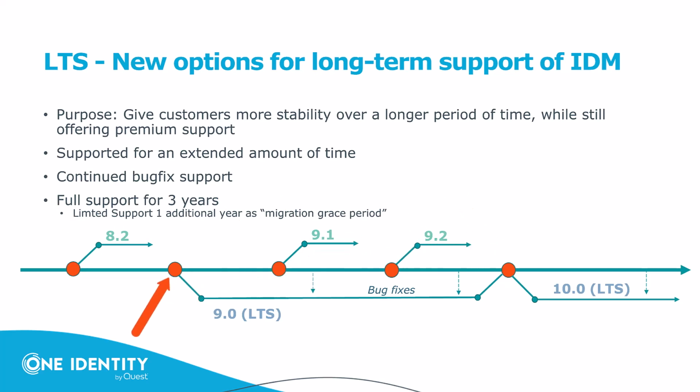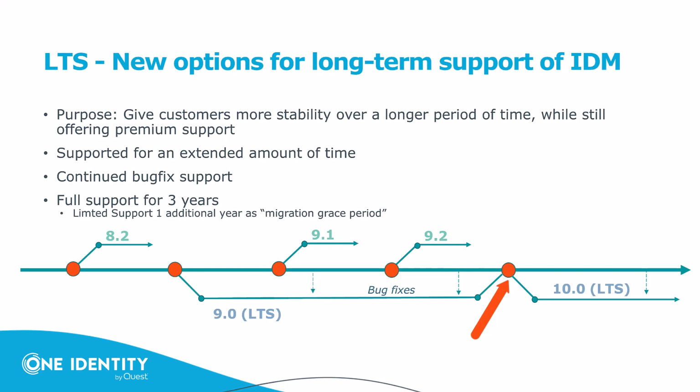What an LTS now is, it's a major version of the Identity Manager. That means it is a version for long-time support. That is what LTS says. And what you can easily see here is it starts with the first LTS, which is 9.0. And it continues with the next LTS, which is the version 10.0 here on that specific slide.